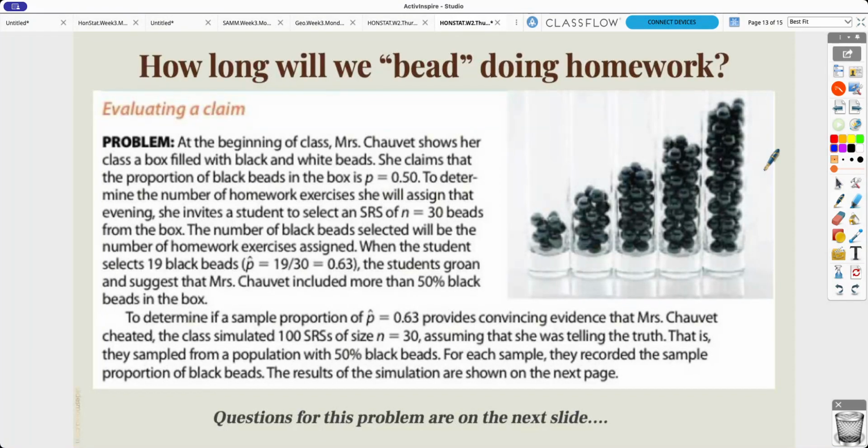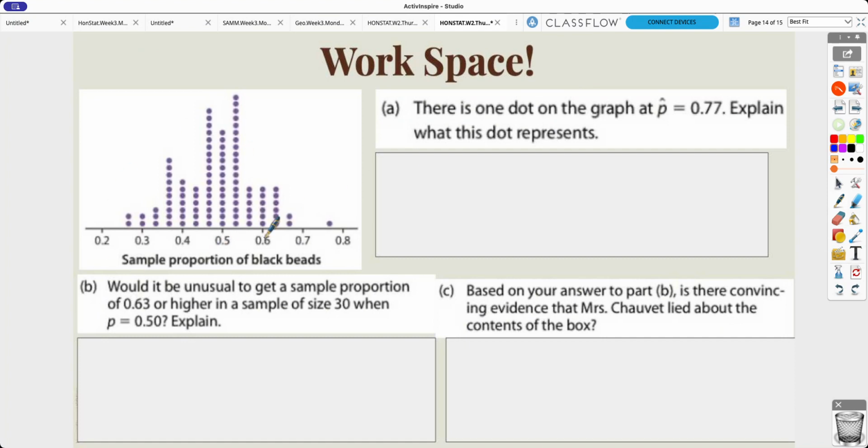To determine if the sample proportion of p hat equals 0.63 provides convincing evidence that Mrs. Chauvet cheated, the class simulated 100 SRS of size n equals 30, assuming that she was telling the truth. That is, they sampled from a population with 50% black beads. For each sample, they recorded the sample proportion of black beads, and the results of the simulation are shown on the next page. So here is the result of the simulation.